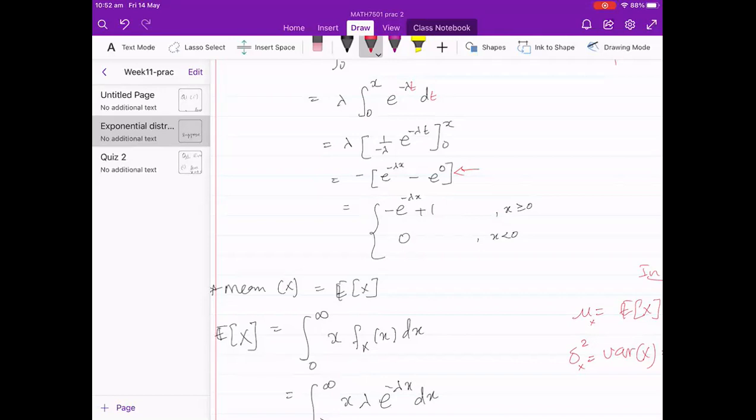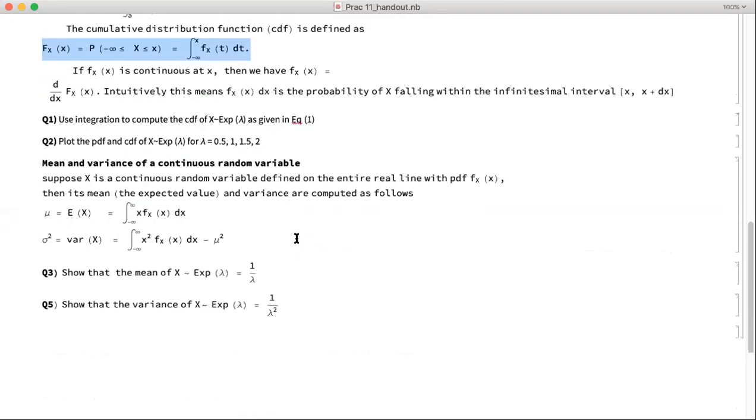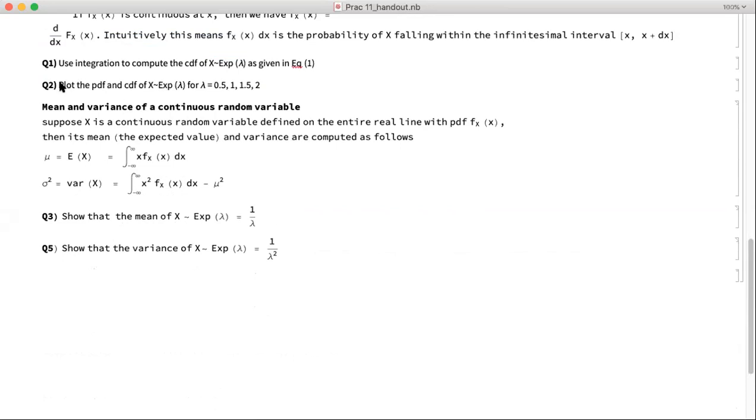I think we ran out of time, but I have also given other properties, how to compute them, in that notebook. Question 2 is to plot the CDF and PDF for a given lambda. You can use Mathematica's plot function. I'll update this on GitHub.